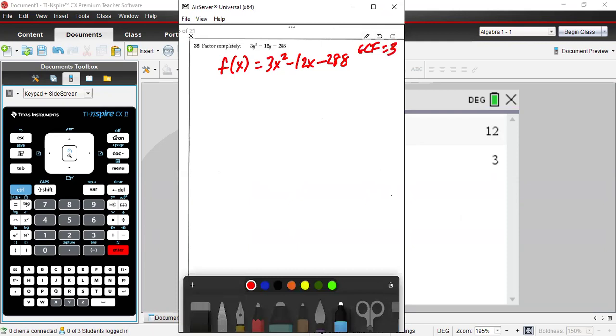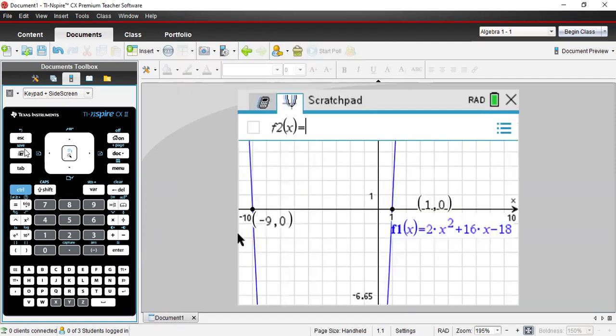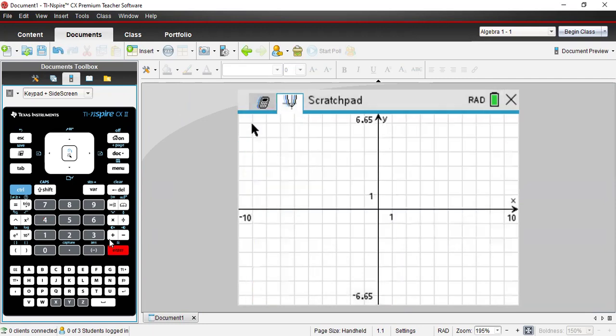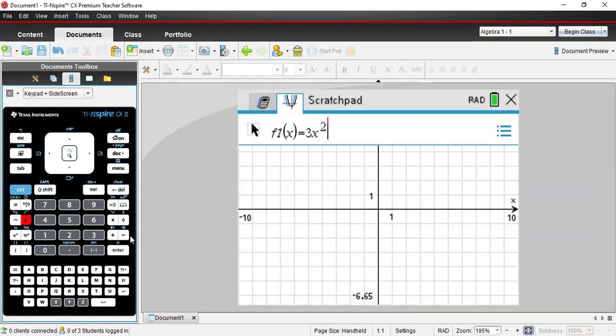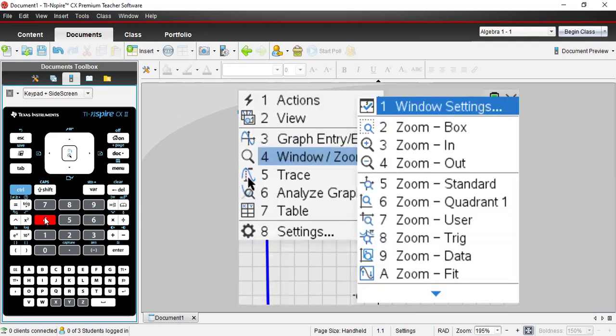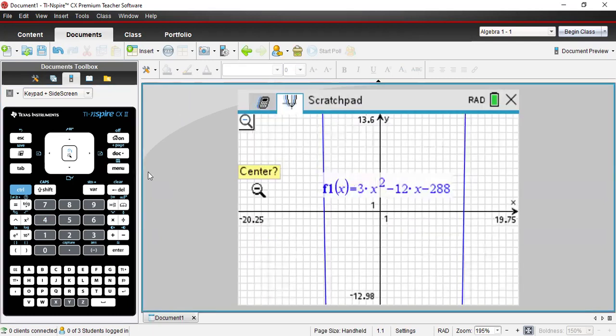And what I'm going to do now is graph it. Let me get rid of this, menu 14. And then let's put in the new one. It's going to be 3x squared minus 12x minus 288. Boom, done. I don't see the other zero, so let me zoom out. Menu 44. Normally you have two zeros for a quadratic, so I found it.